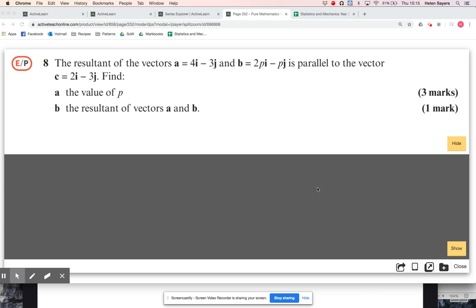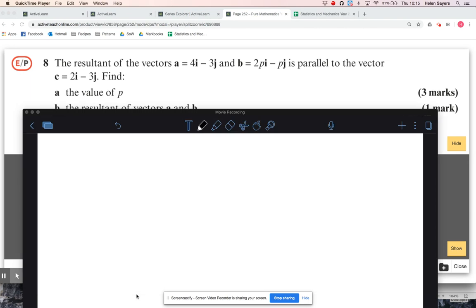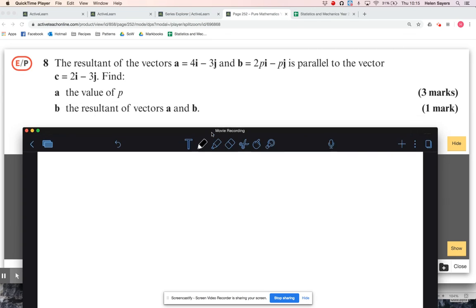Okay, we're looking at mixed exercise 11 from the first year textbook on vectors. We're on question 8, so we've got an exam question. Now they've just thrown a few different ideas together here. So we've got a resultant of two vectors. A resultant is going to be adding them together. And then we're told it's parallel to vector C.